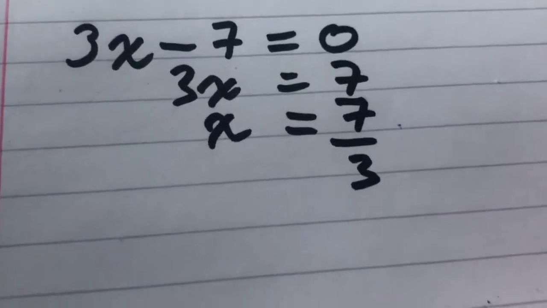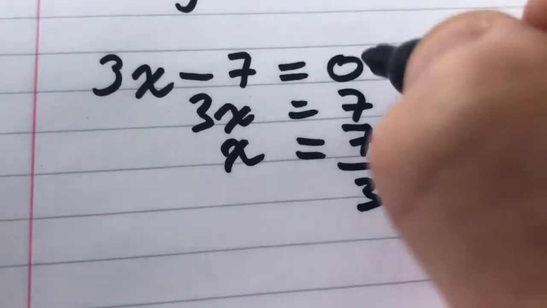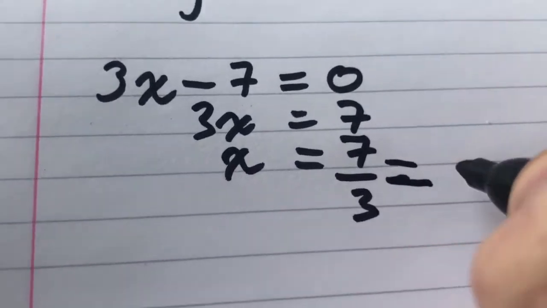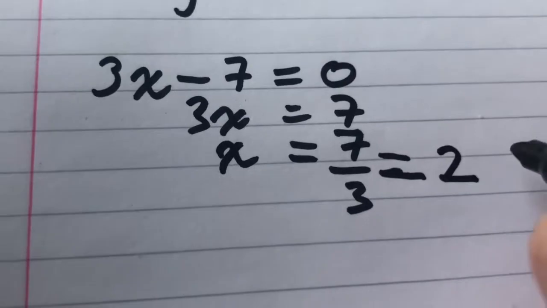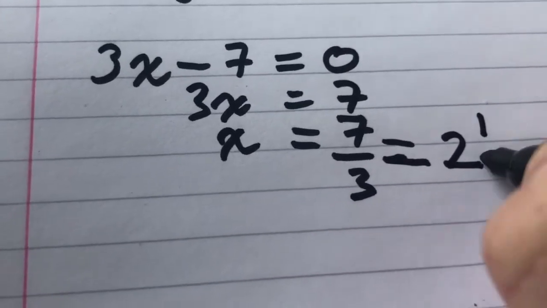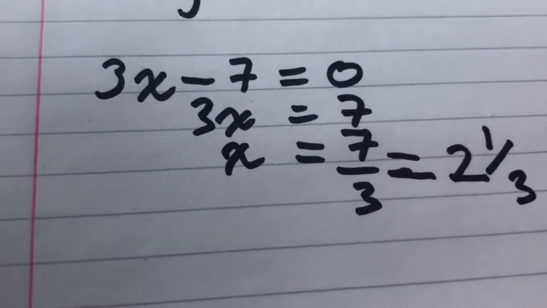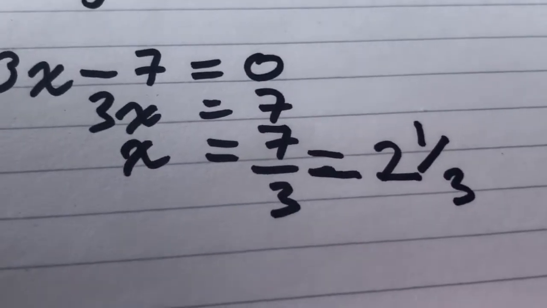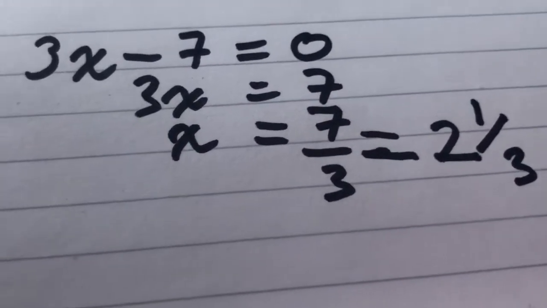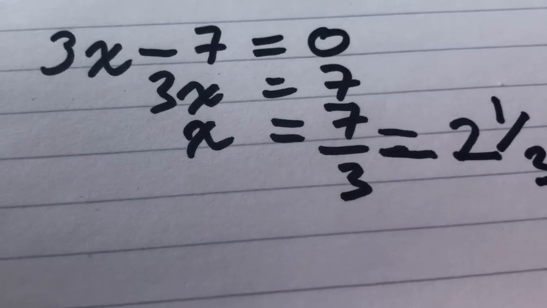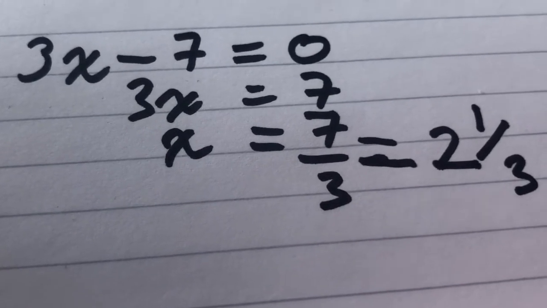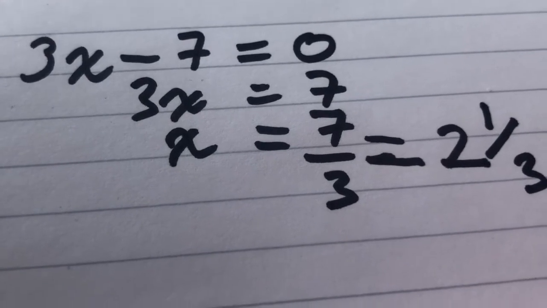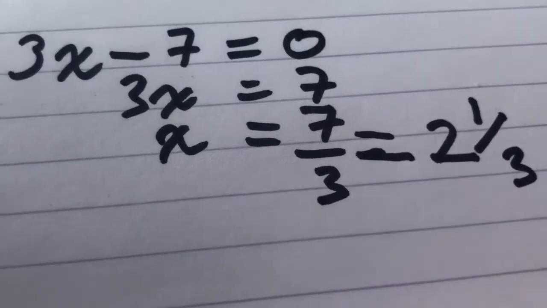We talked about top-heavy fractions. 7 over 3 is the same thing as, if you divide 3 into 7, it goes twice with 1 left over, and keep the bottom line the same, so you're still in thirds. So the answer there is x equals 2 1/3. If you start off with 3x minus 7 equals 0, then the value of x that would make that true is 2 1/3.